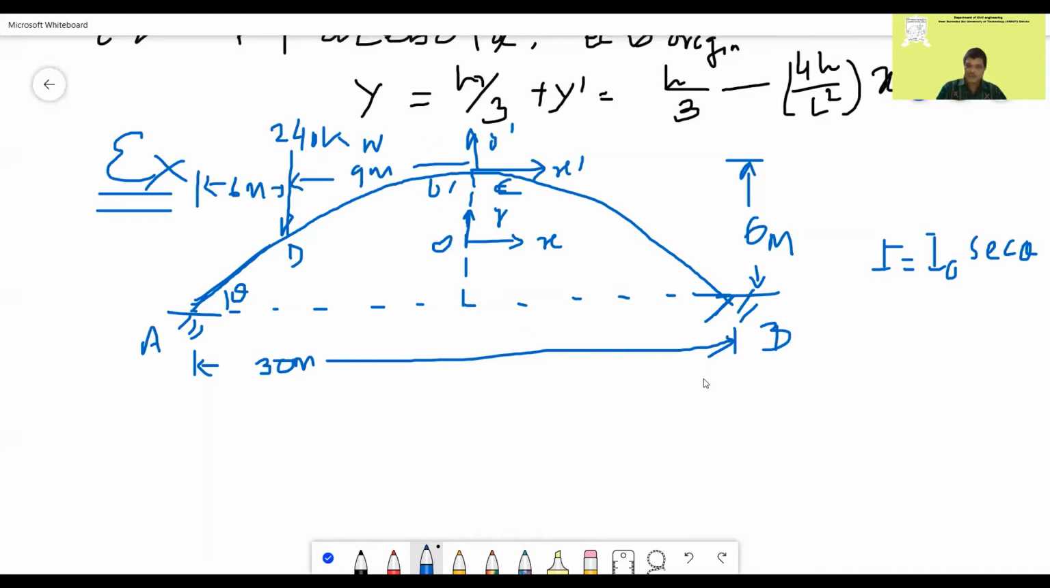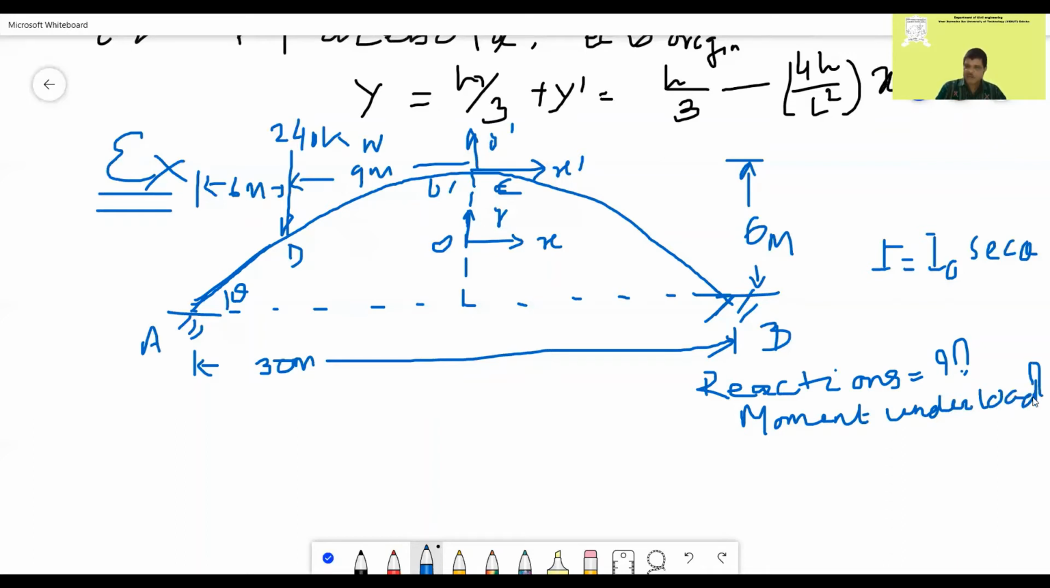So after doing this, calculate moment at the load and at the crown. So what to find out? Find out the reactions, and then find out the moment under load and moment at crown. So this is the question you have to solve. Fixed arc problem. Now let us go to the solution.